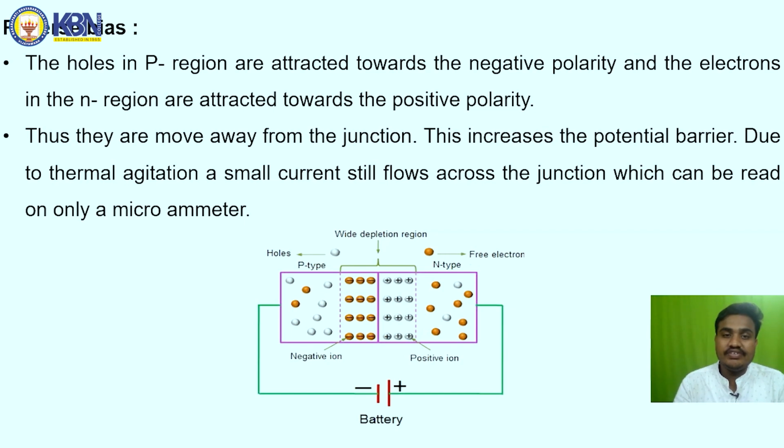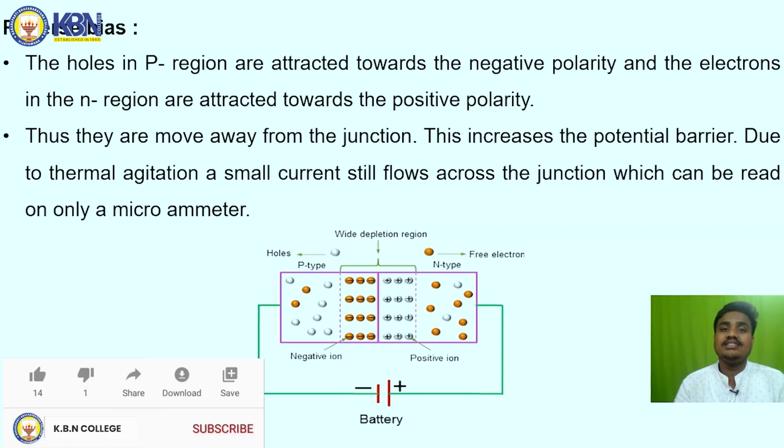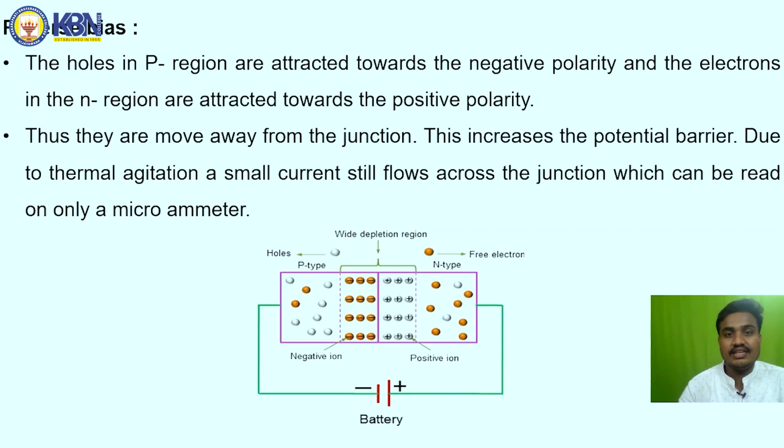Coming to the reverse bias condition: as I said, in forward bias condition the positive terminal of a battery is connected to the p-type and the negative terminal is connected to the n-type, which is quite opposite in the reverse bias condition. It states that in reverse bias condition, the positive terminal of a battery is connected to the n-type and the negative terminal of a battery is connected to the p-type.